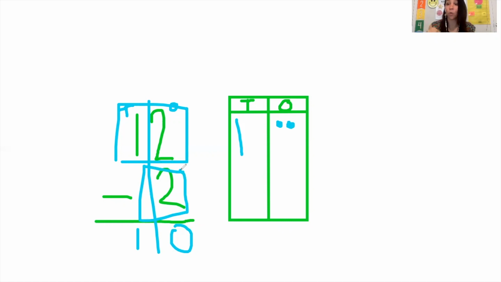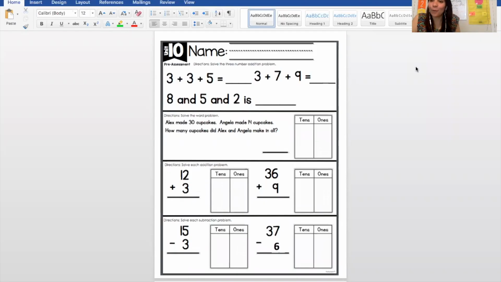In addition, we're going to show both numbers because we're putting them together. When we're subtracting, we're taking away from that whole number. 12 is our whole number, and now we're taking away 2. 1, 2. And all I have left is 1 10 and 0 ones. The answer is 10.